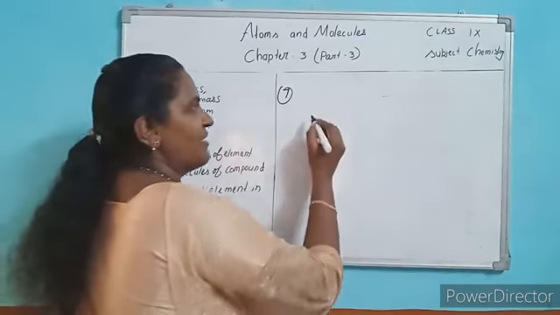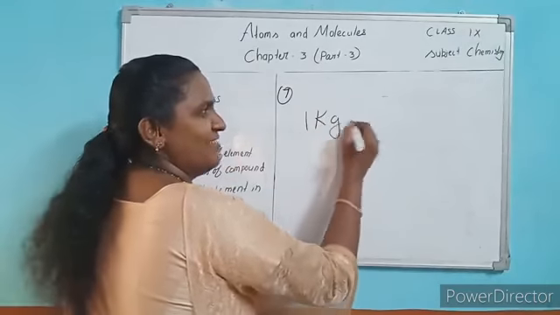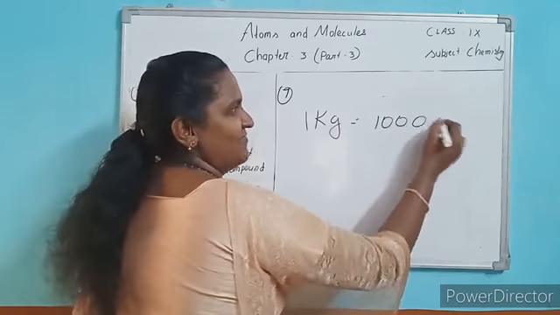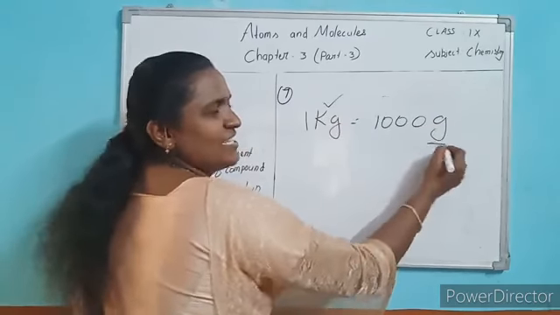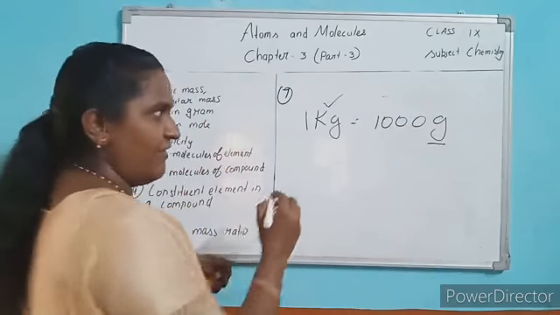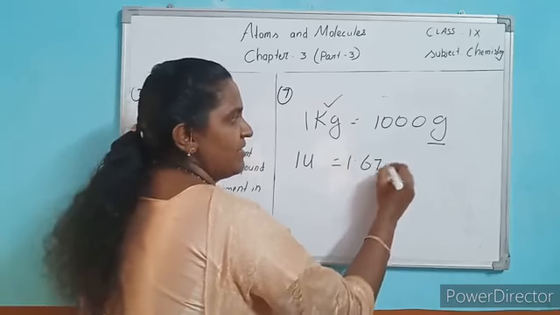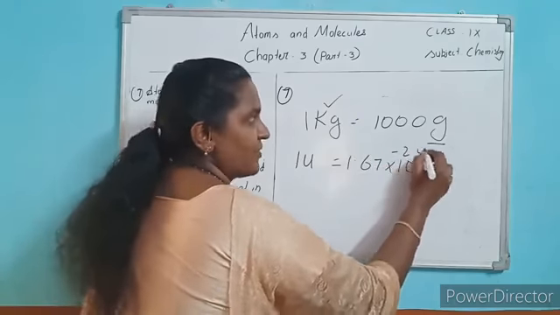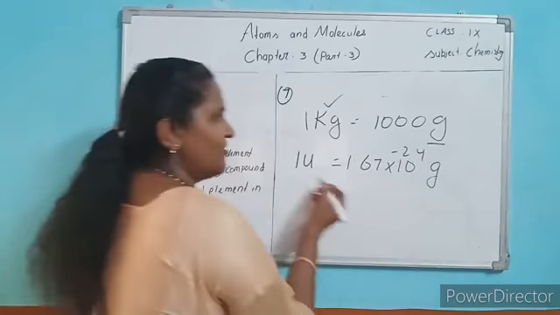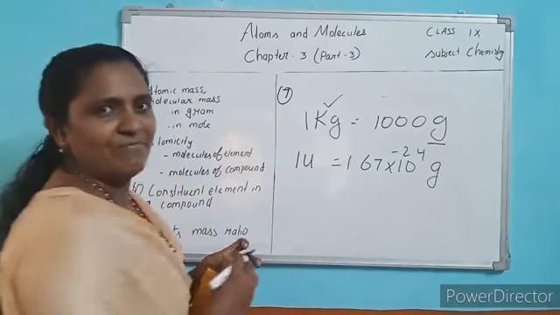I told you how to convert kg to gram. 1 kg equals 1000 gram. This is a larger unit, this is a smaller unit. The same way, 1 unified mass is equal to 1.67 into 10 raised to minus 24 gram. That means this is the larger unit, this is the smaller unit.